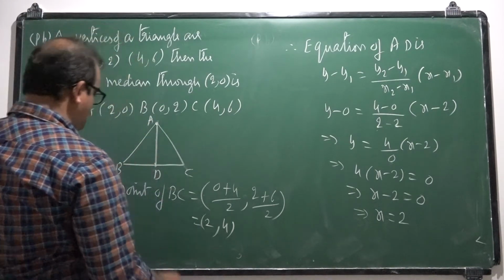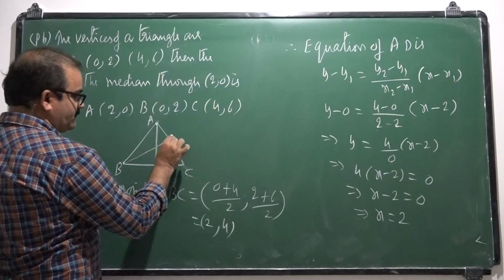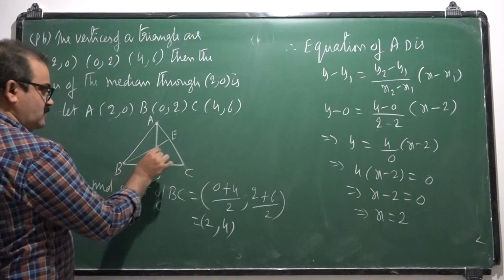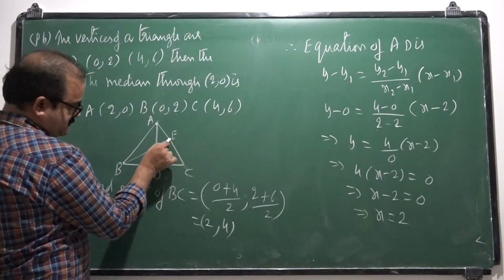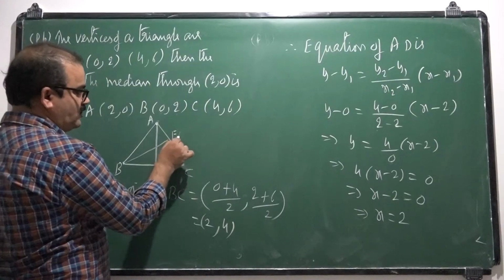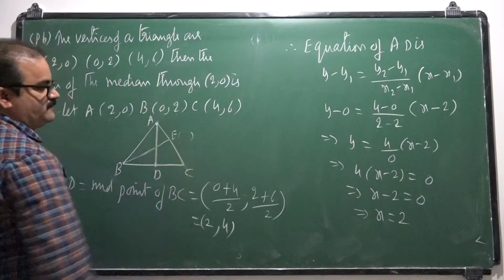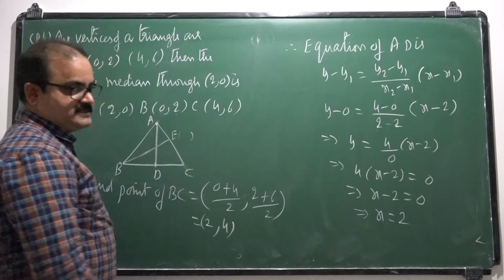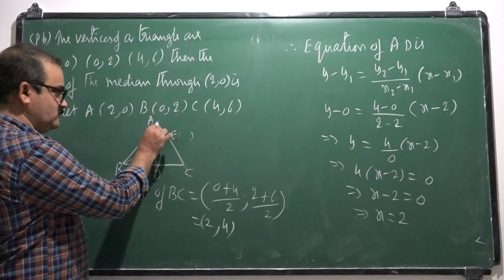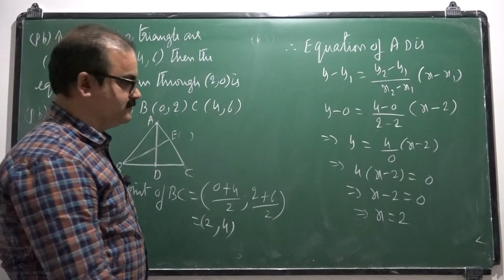Similarly, if we want to find the median passing through B, now this E becomes the midpoint of AC. Find the coordinates of E and find the median through the vertex B. Median means it is a line passing through vertex to the midpoint of the opposite side.